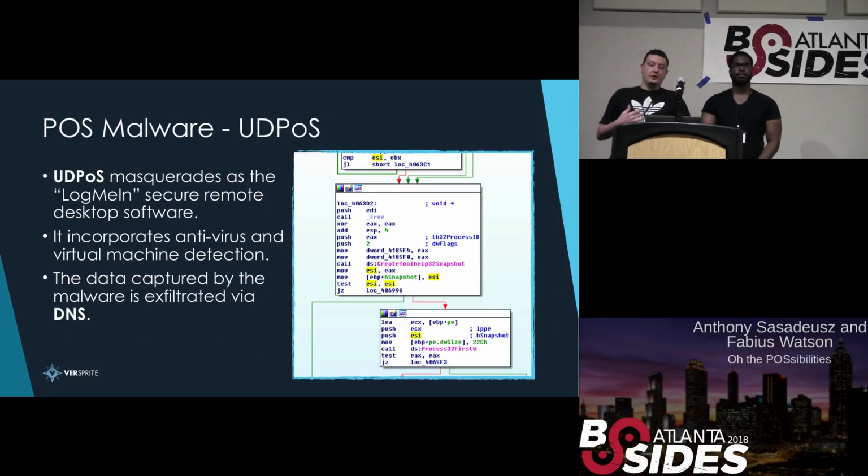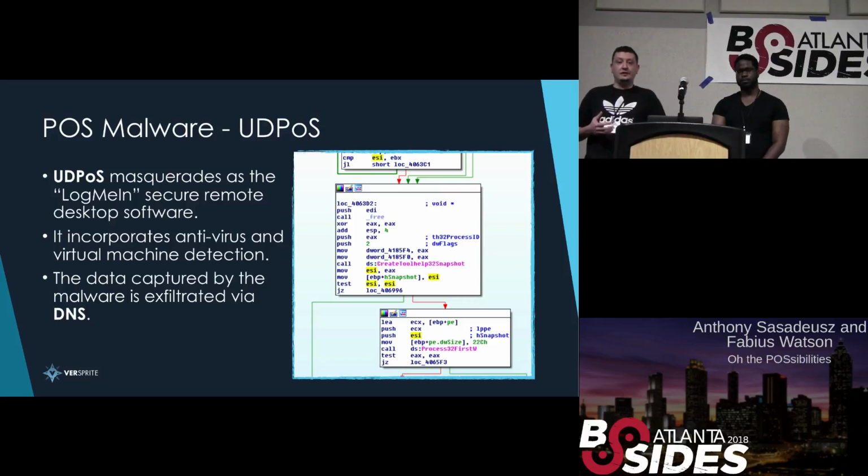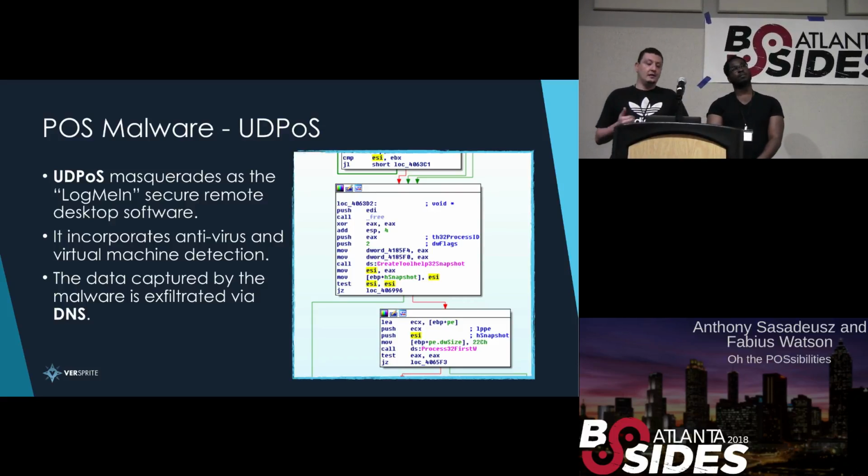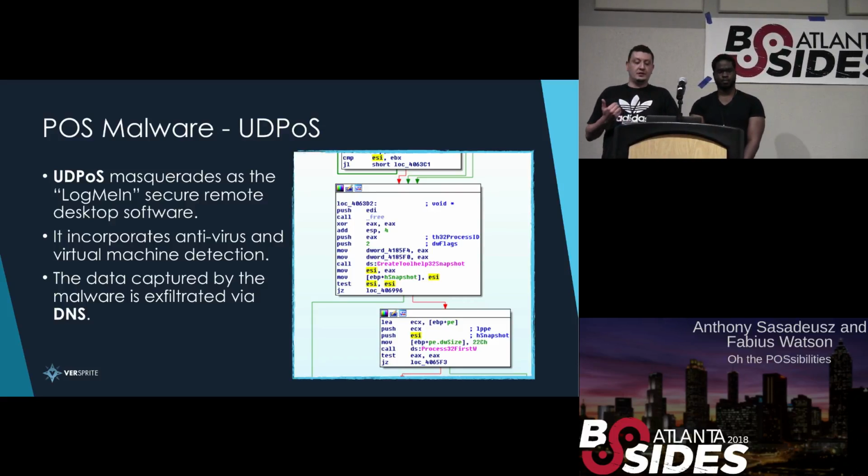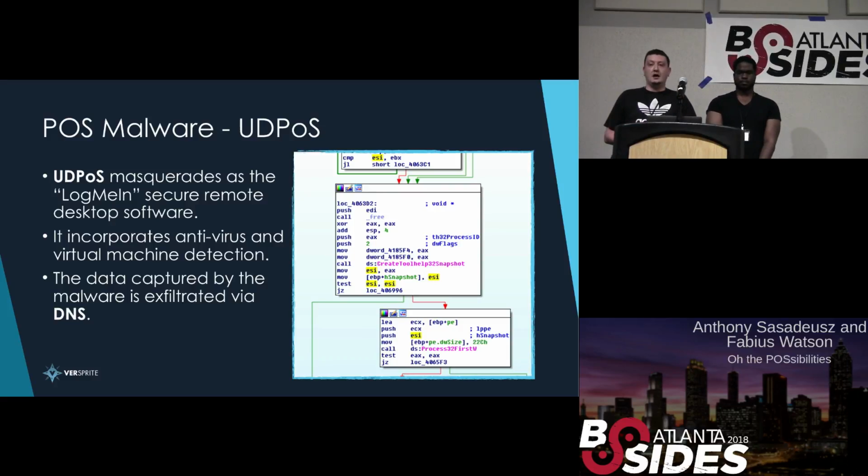We also looked at something called UDPOS. What made UDPOS unique is that it masqueraded as a legitimate program. This legitimate program was LogMeIn. It's a secure remote desktop software. It also incorporated some anti-analysis functionality, which, if it was installed in a virtual machine or detected antivirus, it would limit its capabilities.